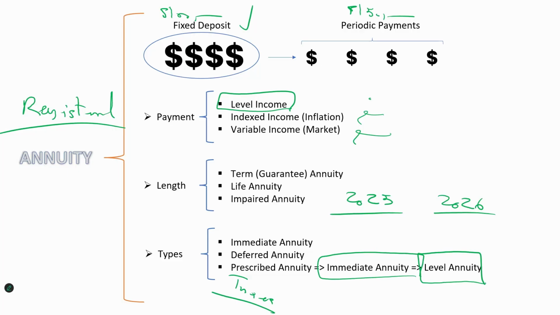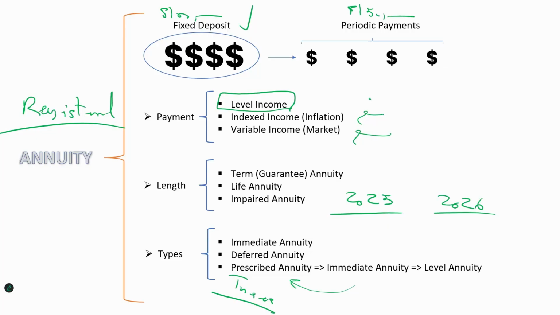But it doesn't necessarily mean that if it's a level annuity, it has to be an immediate annuity, or an immediate annuity has to necessarily be a prescribed annuity. So this is only a one-way relationship. If it's a prescribed annuity, it's definitely an immediate annuity, and it's definitely a level annuity. But it could be a term, it could be a life annuity as well. All right. So that's another important part.